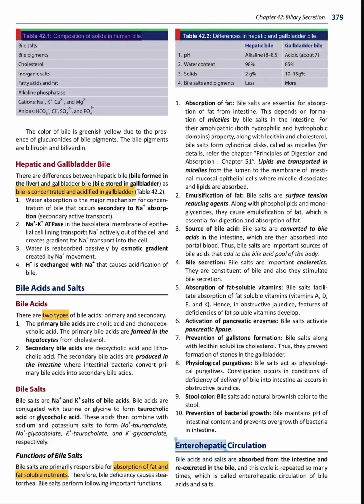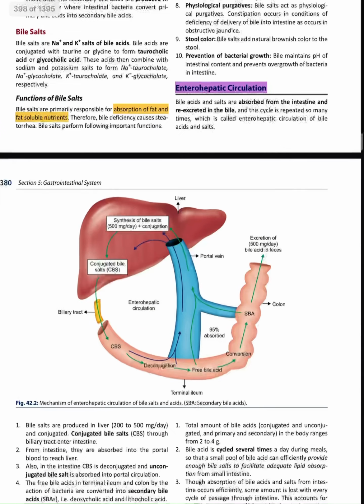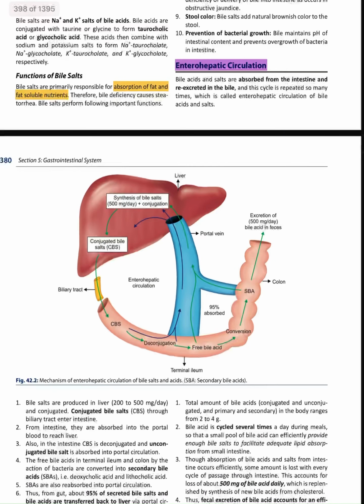Enterohepatic circulation, important for university exams. Must read topic. Bile acids and salts are absorbed from the intestine and re-excreted in the bile, and this cycle is repeated many times, which is called enterohepatic circulation of the bile acids and salts.